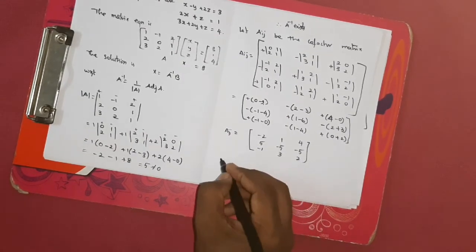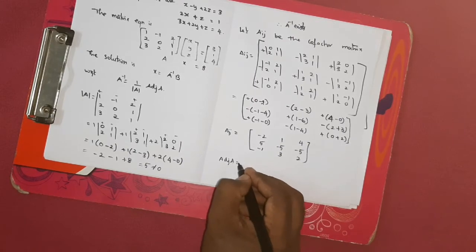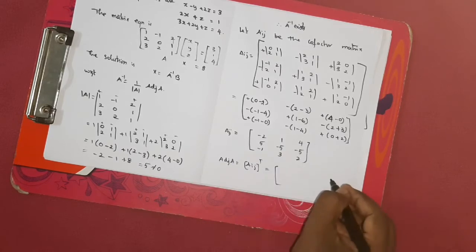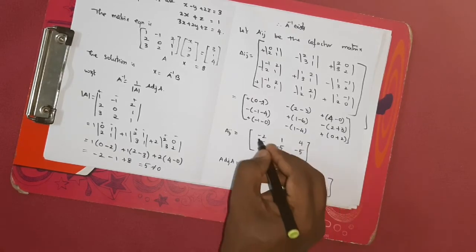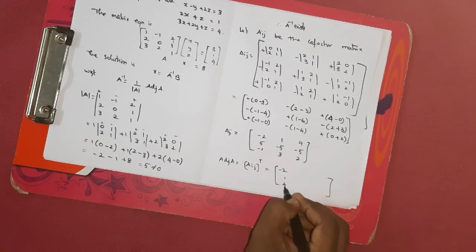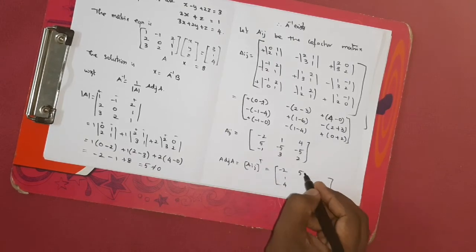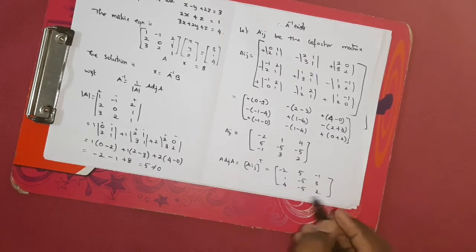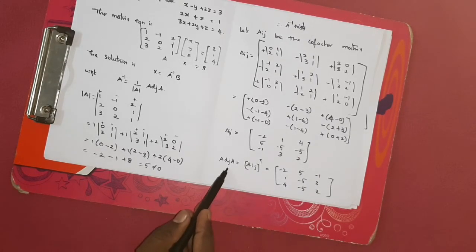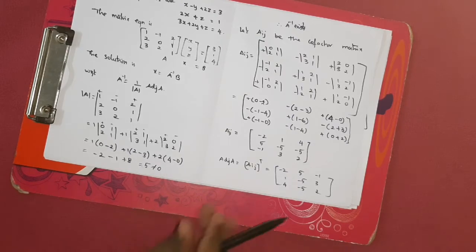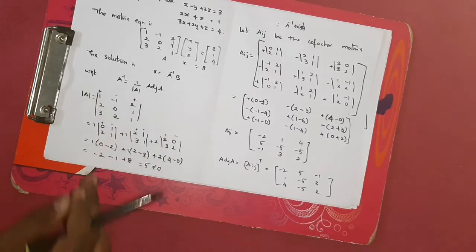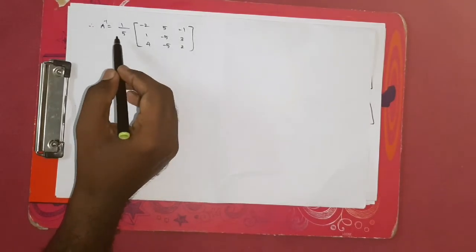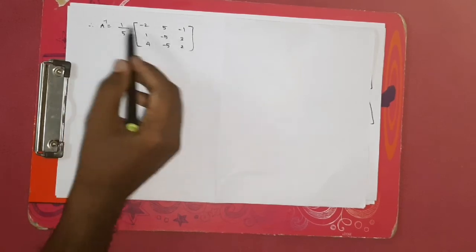So if you want the adjoint, what do you have to do? The adjoint of A is nothing but the transpose of Aij. So take the transpose of this matrix. The first row will become the first column, -2, 1, 4. The second row will become the second column now. The third row will now become the third column. So this is the adjoint of A, and this is the determinant of A. Take both, apply here, so we get A inverse.